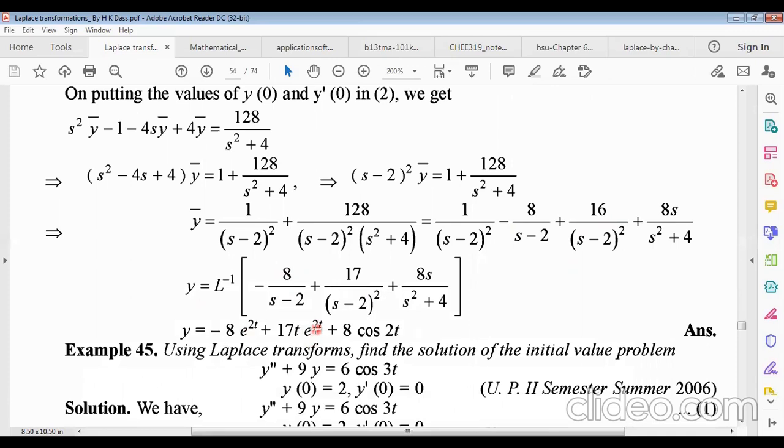Okay, multiplied with t, using the property of multiplying by t of Laplace transformation. Similarly, s divided by s square plus 4 gives cos 2t, s divided by s square plus 2 square. So the cos property. And this is actually the required solution of the given differential equation or initial value problem.